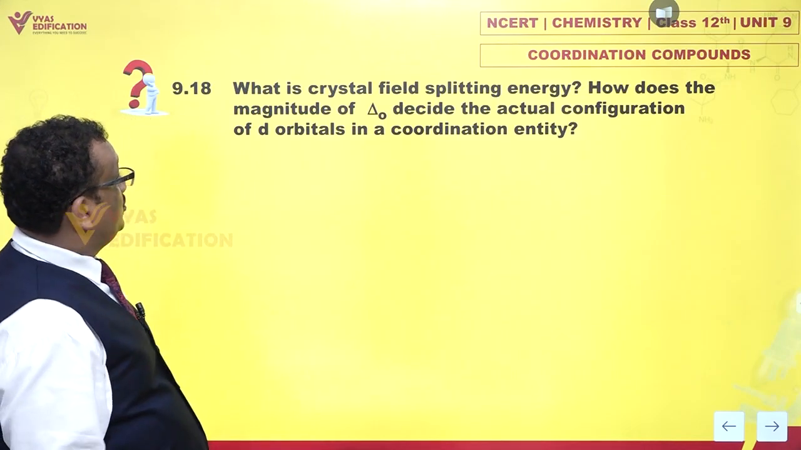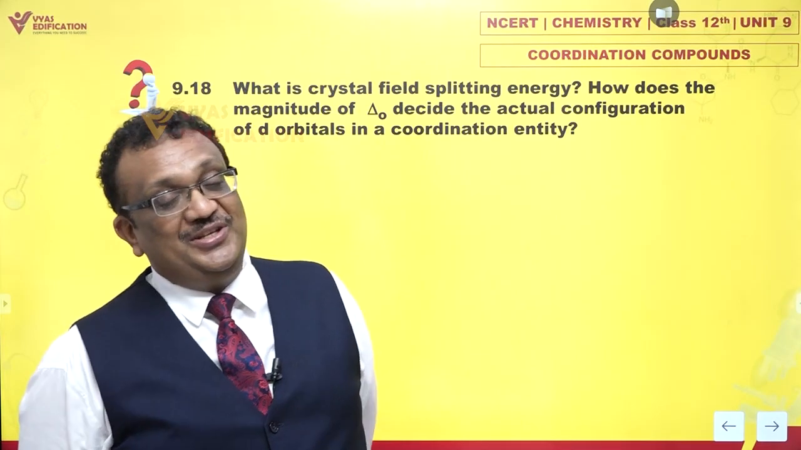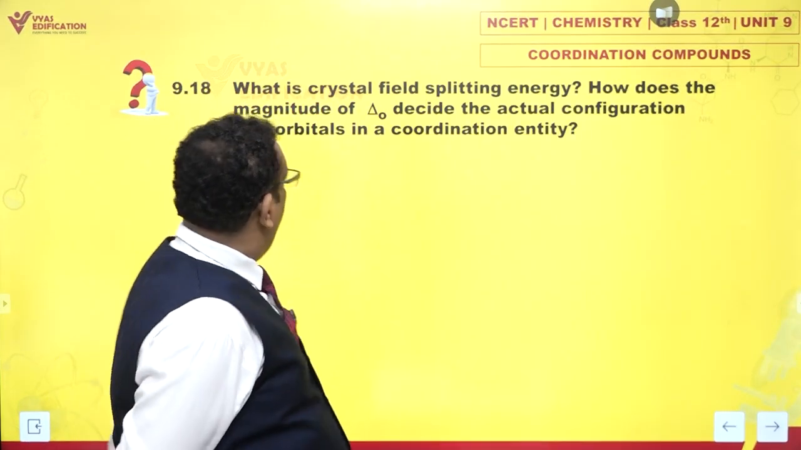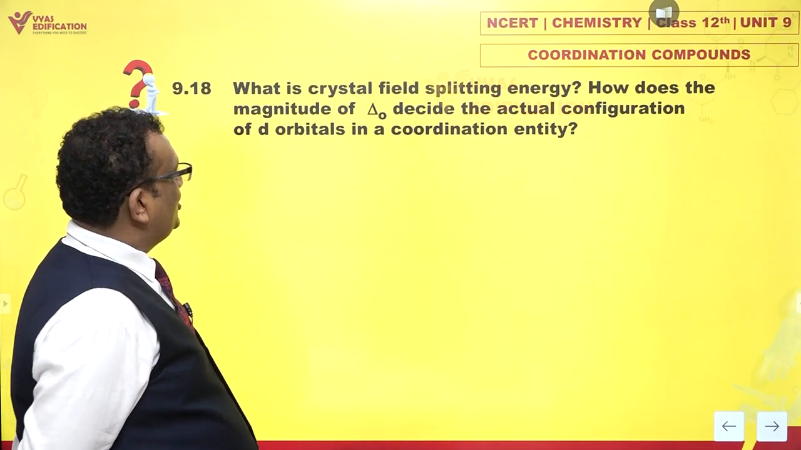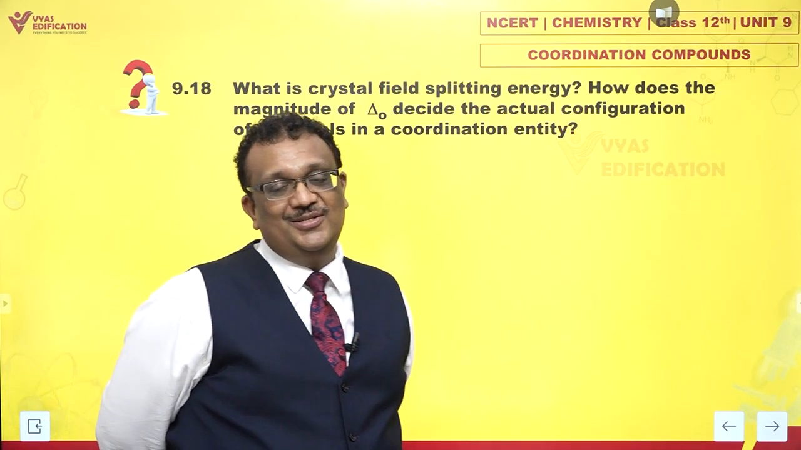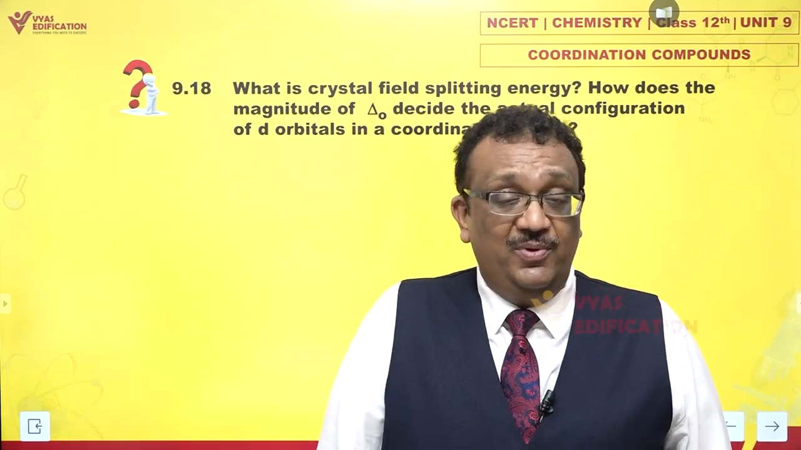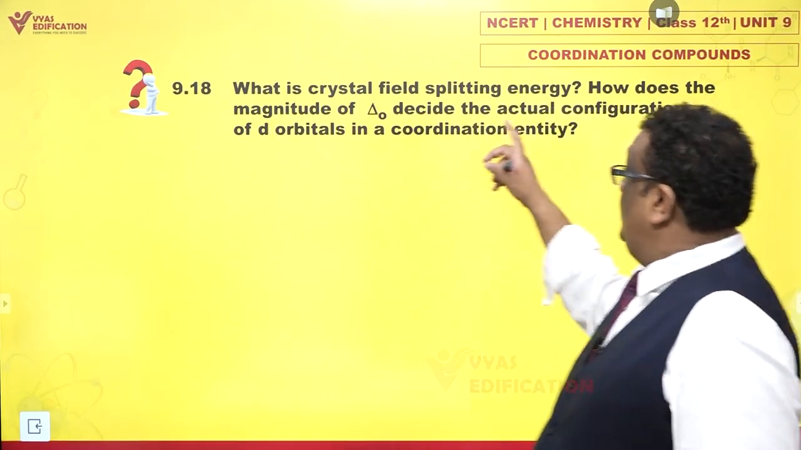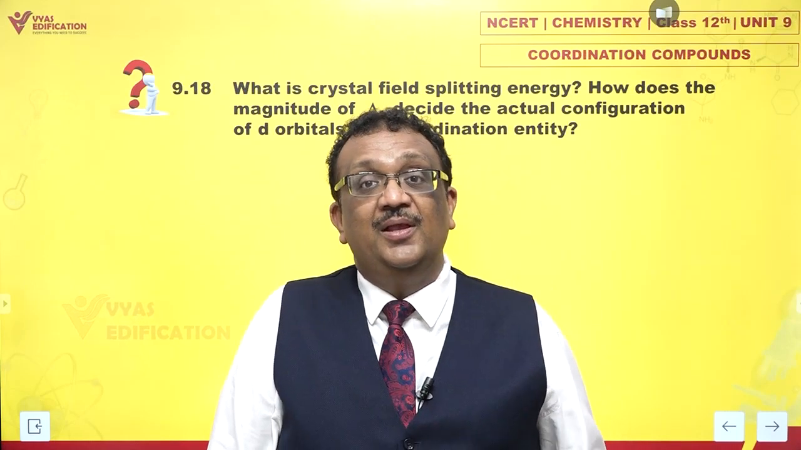And this question says, what is the crystal field splitting energy? And how does the magnitude of delta O decide the actual configuration of d orbitals in a coordination entity? So there are two parts to the question. In the very first part, we're talking about the crystal field splitting energy. For that matter, you should be aware of what exactly is crystal field splitting.